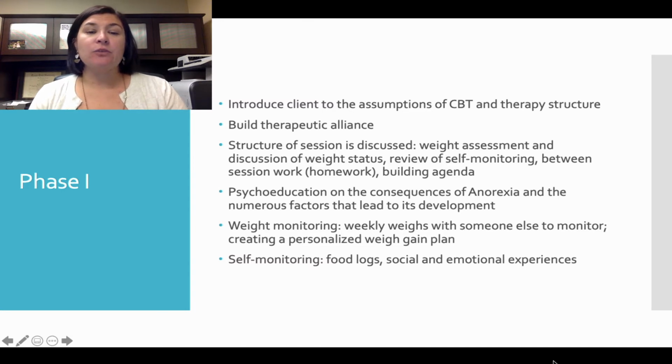In this section, we're doing psychoeducation of the consequences of anorexia and the numerous factors that lead to its development. The weight monitoring includes weekly weigh-ins with someone else to monitor and creating a personalized weight gain plan. The self-monitoring includes food logs, social and emotional experiences, and even some mood calculating.